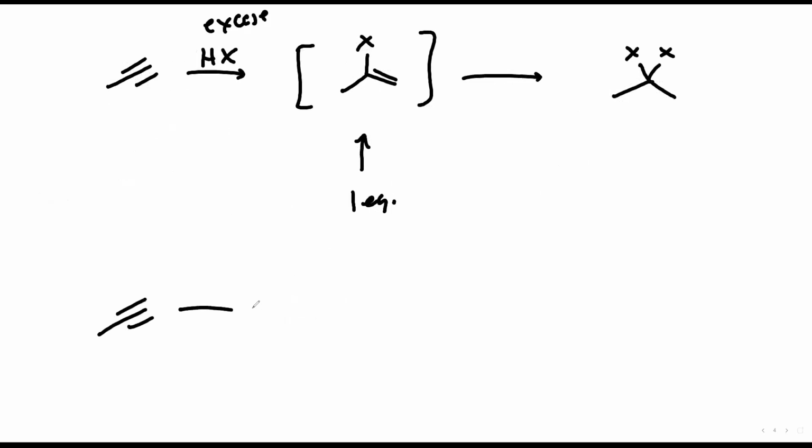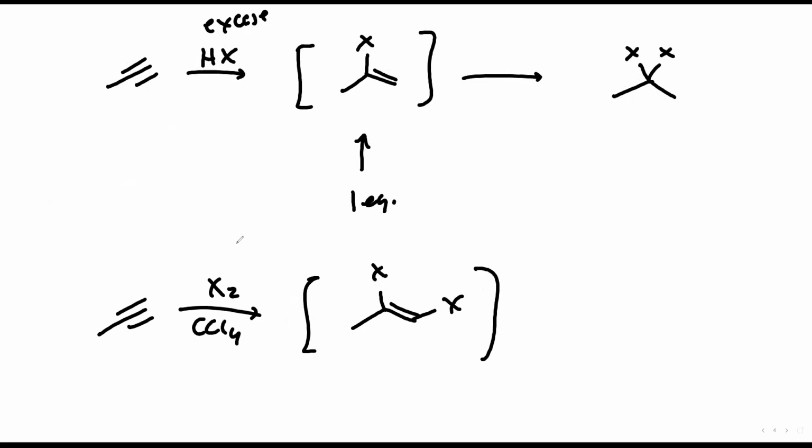If I were to do an X2 type reaction, so CCl4, right? Again, one equivalent would give you the vinyl dihalide, but you're usually doing this in excess. Gives you the tetrahalide. Okay. So a lot of functionality can tell you, oh, I'm doing an alkyne type reaction.